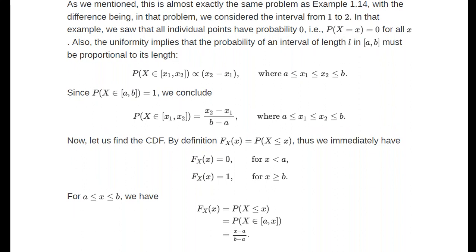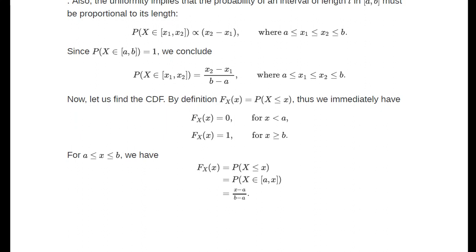So, the probability of X being an element in the interval [x1, x2], where a is less than or equal to x1, less than or equal to x2, less than or equal to b, we can conclude, is equal to (x2 minus x1) over (b minus a).